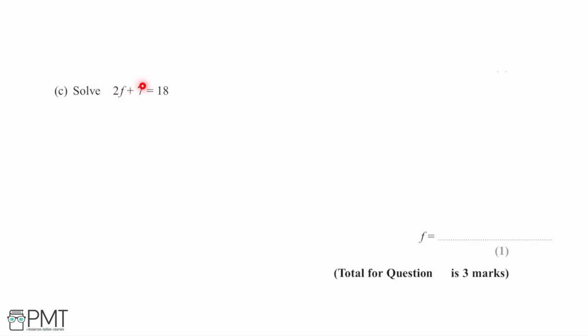So if I have plus 7, in order to get rid of that, I can subtract 7 from both sides of the equation. And that's going to give me 2f plus 7 minus 7, so that leaves me with just a 2f, is going to be equal to 18 minus 7, which gives me an answer of 11. So now I have the equation 2f is equal to 11. So I've got two lots of f here, and that's going to give me 11. So if I'm looking for one lot of f, I can simply divide both sides of the equation by 2.